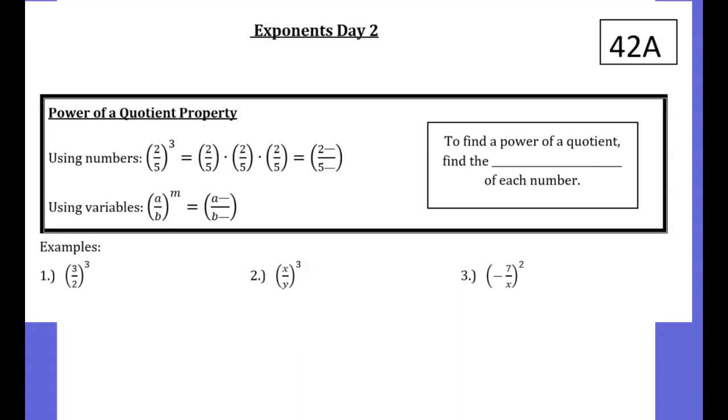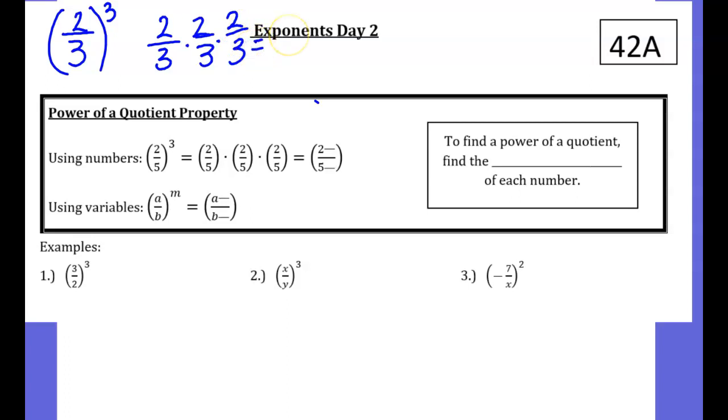on today. All right, so today we're going to talk about the power of a quotient property, and what a quotient is, it actually looks like a fraction. So our example here, we had 2/3, okay, to the third power. And we represent 2/3 to the third power really as 2/3 times 2/3 times 2/3, okay?